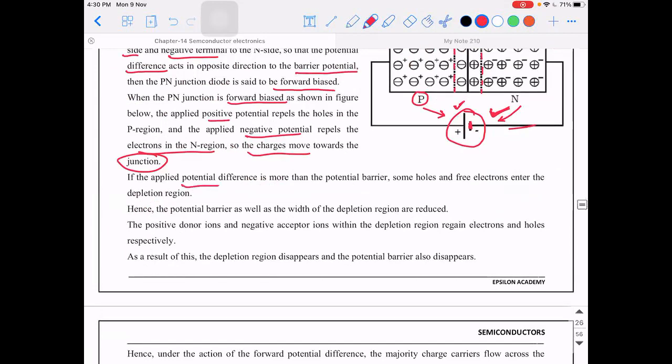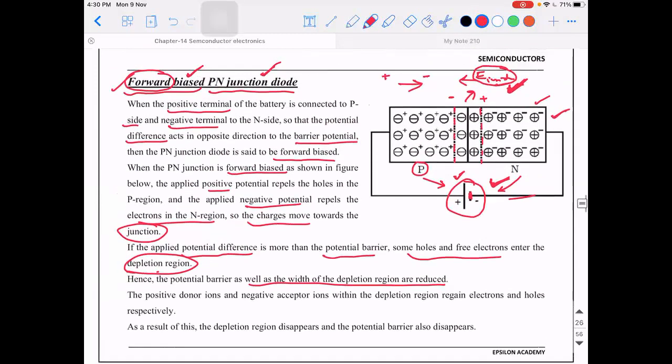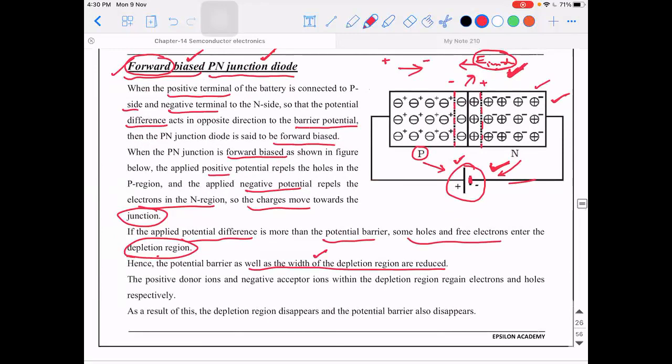Okay. So if the applied potential difference is more than the potential barrier, then what will happen? Some holes and free electrons enter into the depletion region. Hence, the potential barrier as well as the width of the depletion region are reduced. So this is what is going to happen. It means there is a repulsive force acting against the walls of the barrier, as a result of which, when the potential that you are applying is increasing compared to the already existing potential inside the barrier, then the width of the depletion region will decrease. And what will happen? The process of conduction will start taking place.